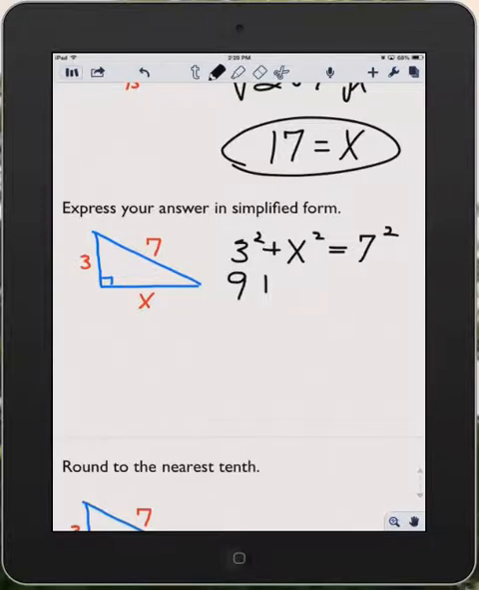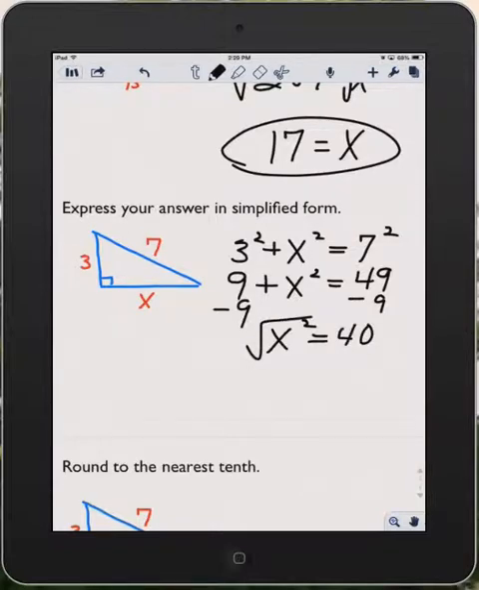So we have 9 plus x squared equals 49. We subtract 9 from each side of the equation, we get x squared equals 40. Therefore, the square root of each side gives us x equals the square root of 40.